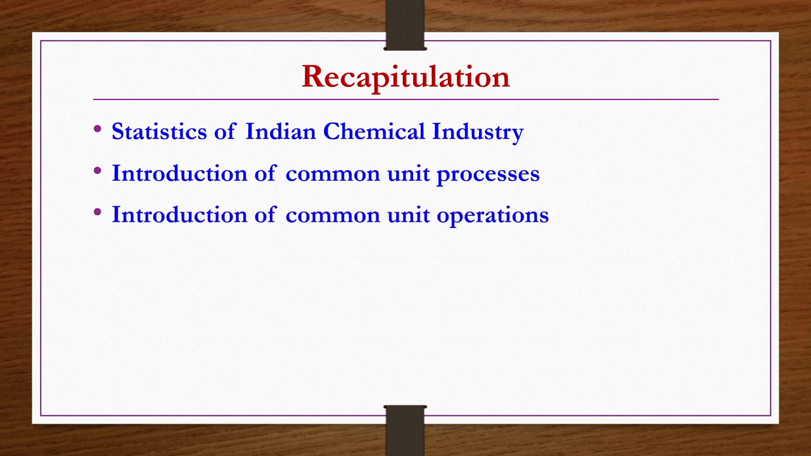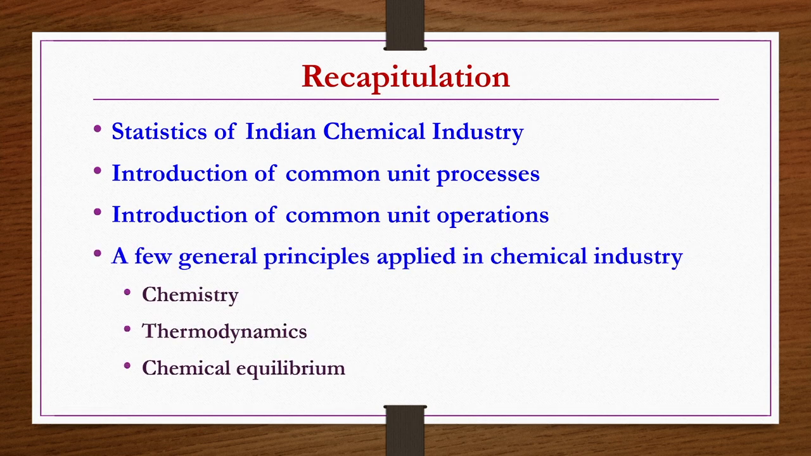Then we have also seen some commonly occurring unit operations, their basic working principles, applications, etc. Then we have seen a few general principles of chemical engineering that are applied in chemical industry. Under this category, we have seen a few things about chemistry and how it is related to chemical plants, thermodynamics and how it is related to chemical plants, and then chemical equilibrium, what it is and how it is related to the chemical plant.